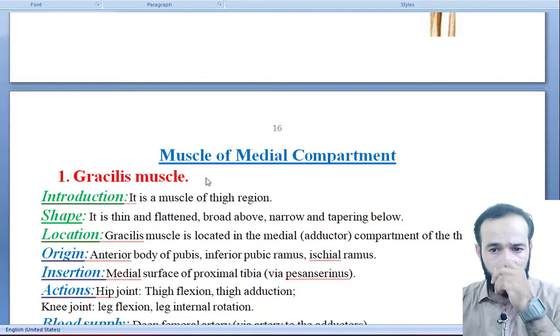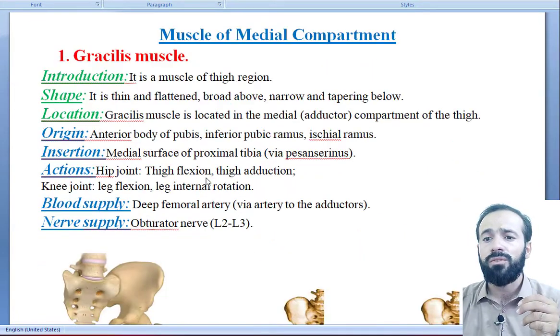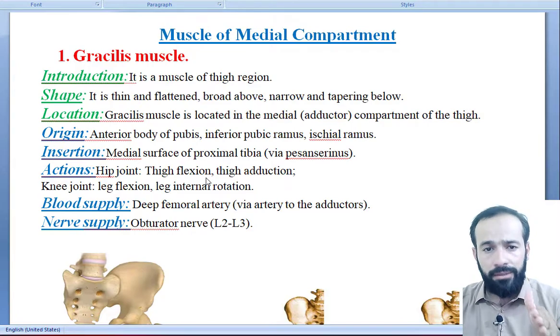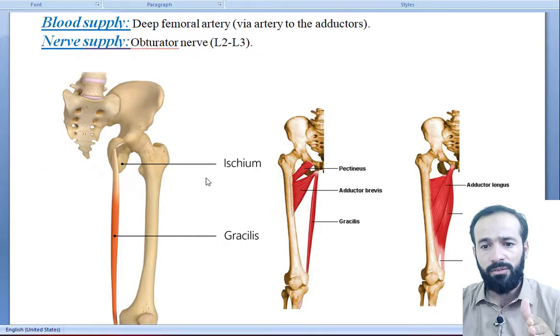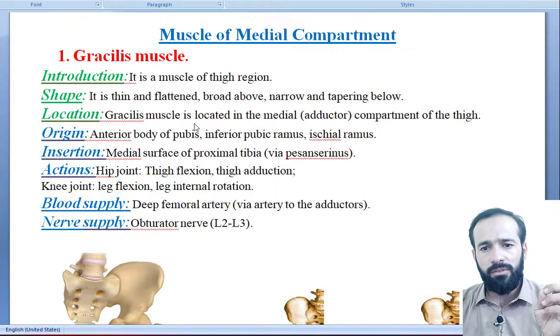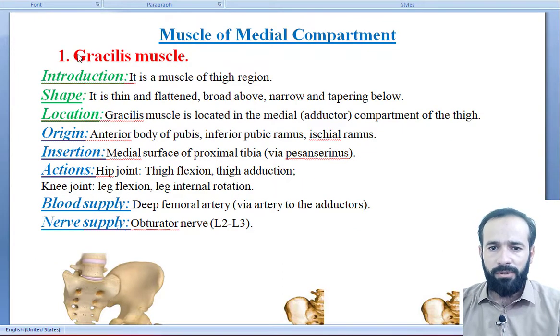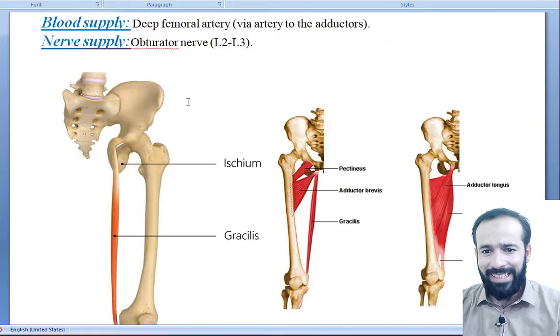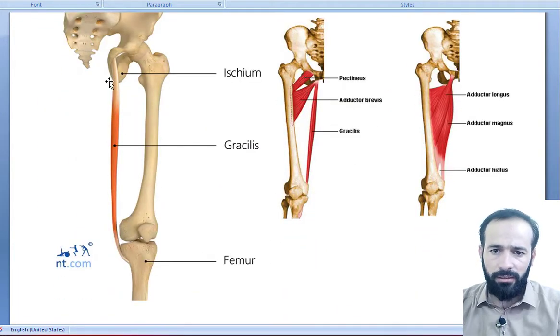Now in this lecture we are going to discuss the muscles of the medial compartment of your thigh, right? Medial compartment of the thigh. So all are these muscles. The first muscle in the medial compartment of the thigh is the gracilis muscle. What muscle? Gracilis, this one, right? This is gracilis muscle. In this diagram you can also see, and here also you can see.